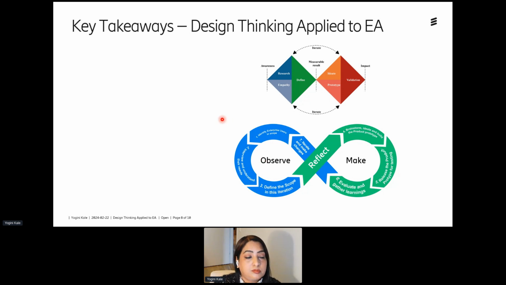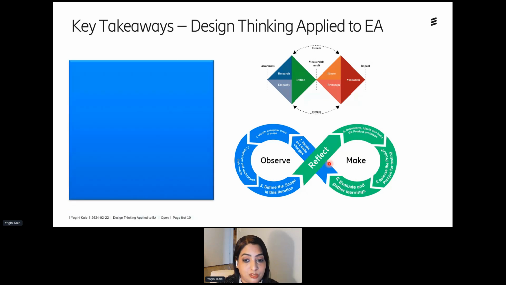So coming to the key takeaways of today's session, I would say that design thinking in the enterprise architecture world is very much about a continuous loop of observing, reflecting, and making the prototypes and the product to suit your business or customer requirements, making sure that you're continuously connected with your business stakeholders.